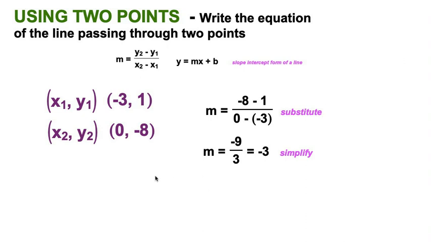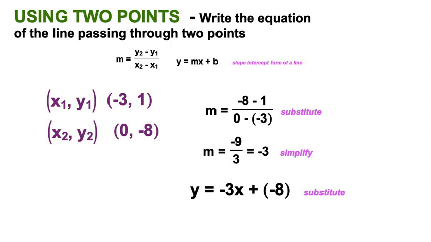Then, very conveniently, one of the 2 points happens to be the y-intercept. When x equals 0, y equals -8. That is the definition of the y-intercept. Therefore, for the b in y equals mx plus b, the b is -8. And of course, we're going to write it like that.